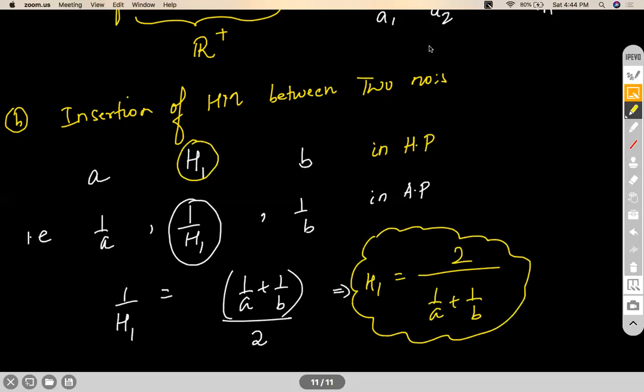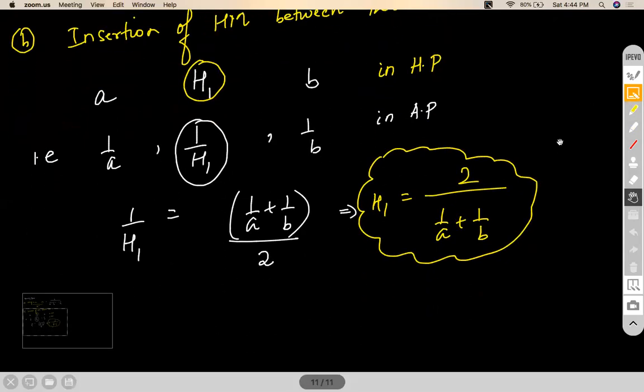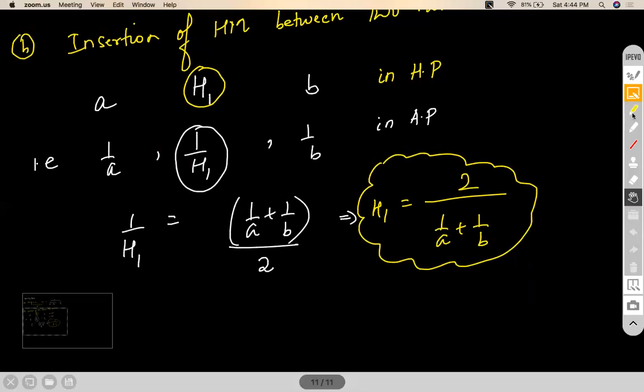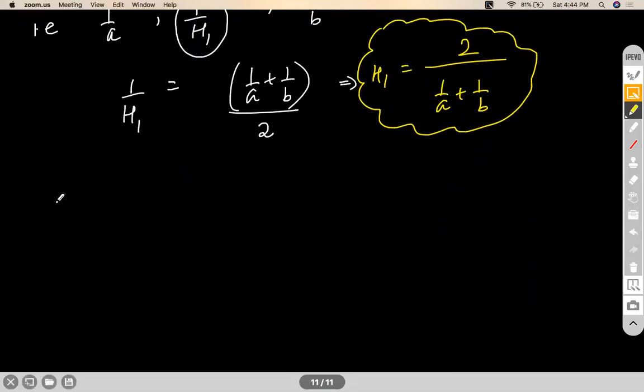Guys, it's all about a game of pattern observation. Just try to link it with whatever you have studied for AM. You'll be able to get to these answers pretty quickly. If the pattern is still not clear, we'll take one more example. Let's say between A and B, you are inserting two harmonic means, H1 and H2. How will you find it out?